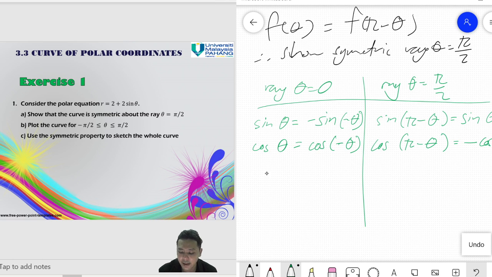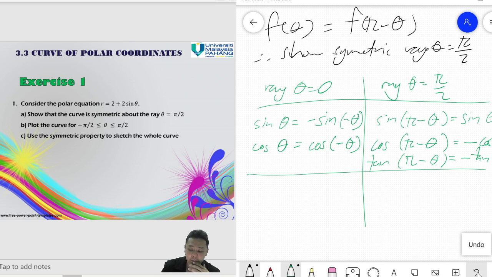So I found this to be quite useful if it involves sine and cos. For tangent, if there is tangent, I just write it. Maybe we will continue this further. This is negative tan theta. So if you have any other identity that you can use, then use it. But I found this quite useful for the question of symmetry. Continue to do your exercise, and see you in another video for the area of the polar coordinate.